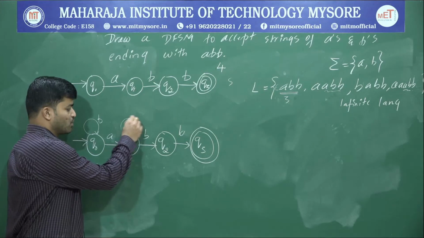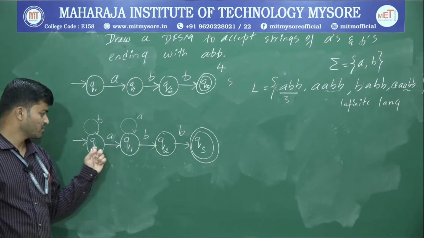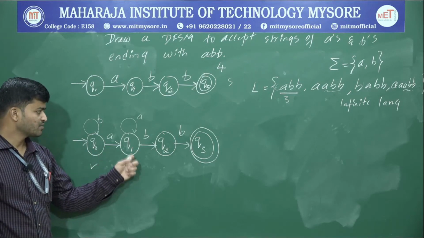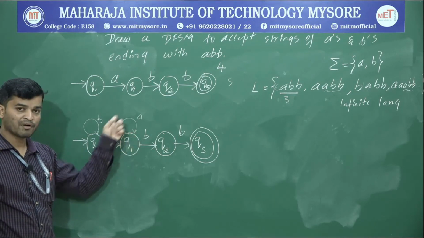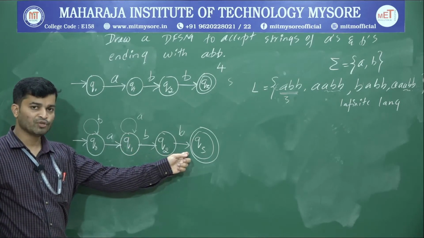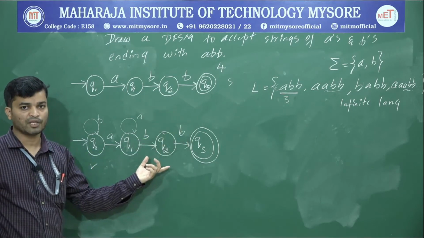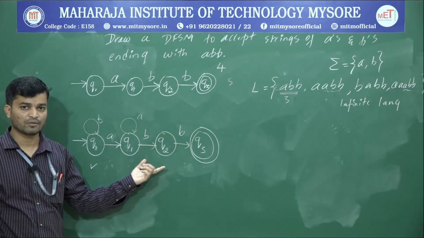What is the first option? The first option is going with a loop. If I go with a loop, what will happen? 1A. So starting state 1A. Next, one more A, or n number of A's, and before going to the accepting state, it will go with ABB. So ABB means the string is ending with ABB. So that is going to become a valid option.